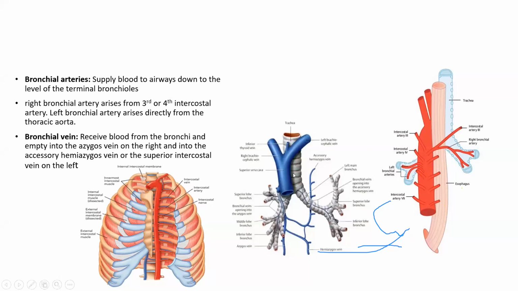And then you have also got the bronchial veins. They receive blood from the bronchi and empty into the azygos vein on the right side, whereas on the left side, they empty into the accessory hemiazygos vein or the superior intercostal vein.